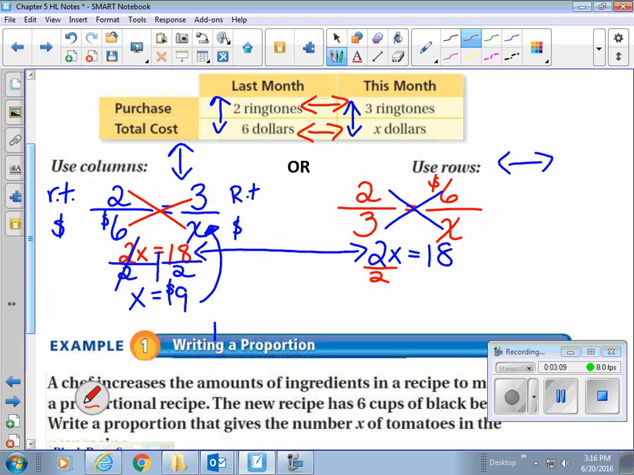We're going to divide by 2 on both sides to get x alone. 2 divided by 2 is 1x, and 18 divided by 2 is 9. We did money over money, so therefore, again, it's $9. You can see that you get the same answer whether you use your columns or your rows.